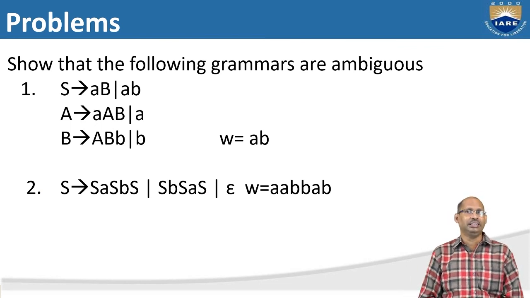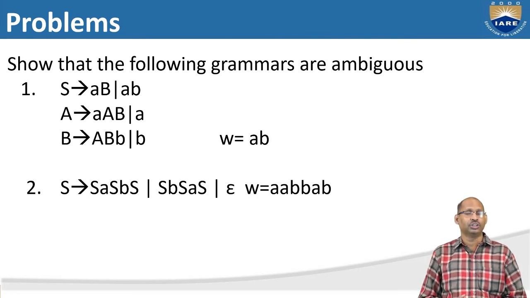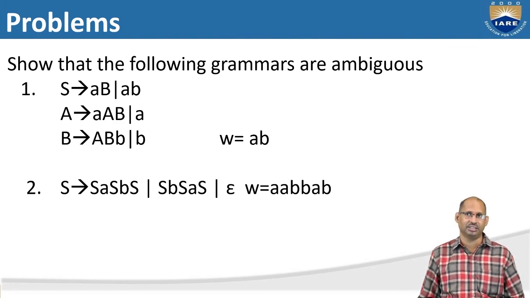So practice these problems and show whether these are ambiguous or not. We'll discuss eliminating the ambiguity in the next class. For today, I am closing this session. So we discussed what the leftmost derivation and the rightmost derivation are, and what ambiguity in grammars is. We continue the remaining topics in the next class. Okay, I am closing this session.